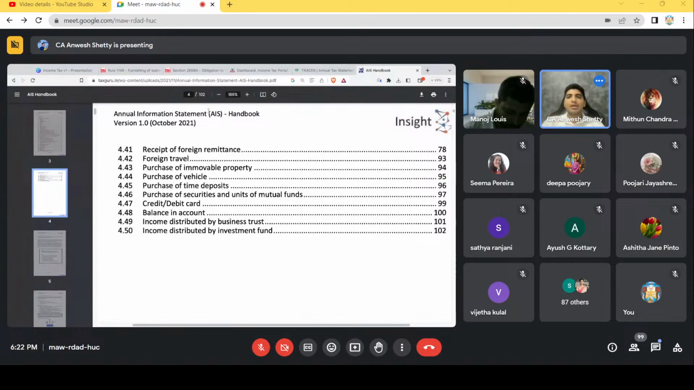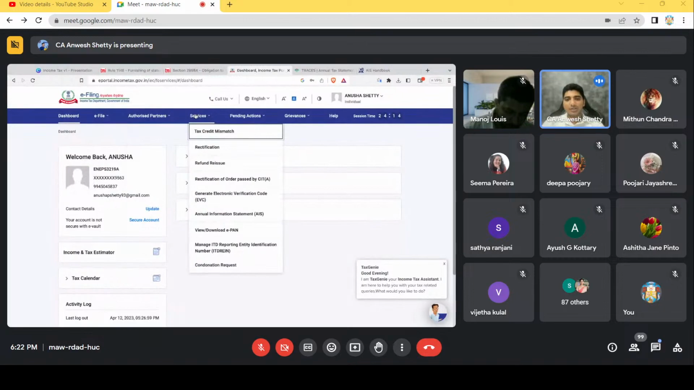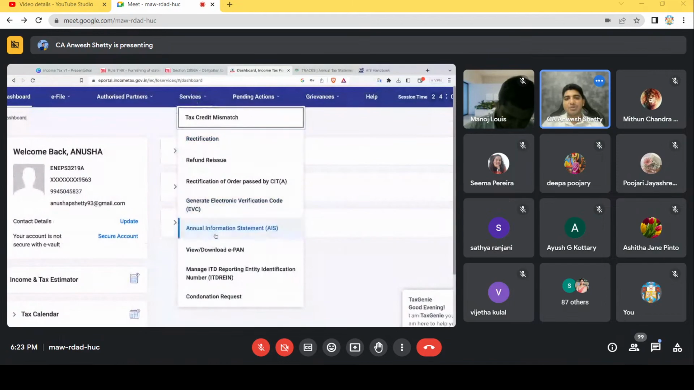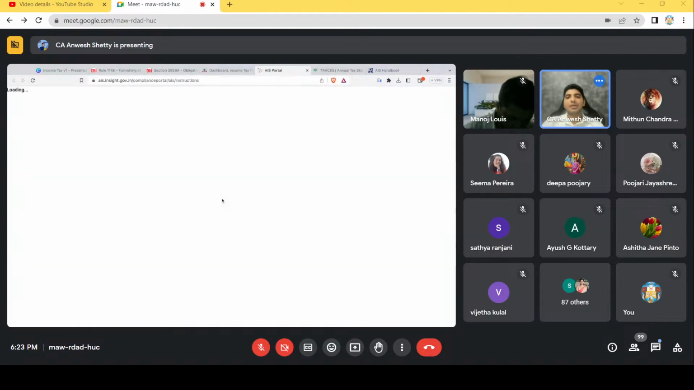Now, if I come back to my income tax portal, I already saw what my 26AS is. If I want to see how my AIS looks, I have to come to the services tab. Under the services tab, I have to go to something called annual information system. Okay, that is under my services tab. So I click on annual information system. Again, they will say that we are going to redirect you to another page. I would say, all right, proceed further.